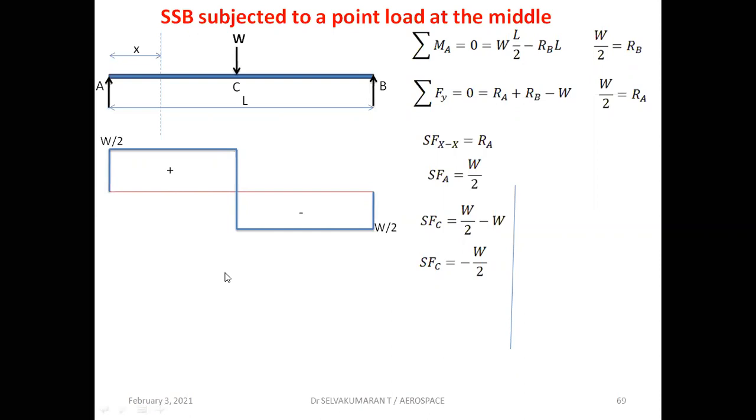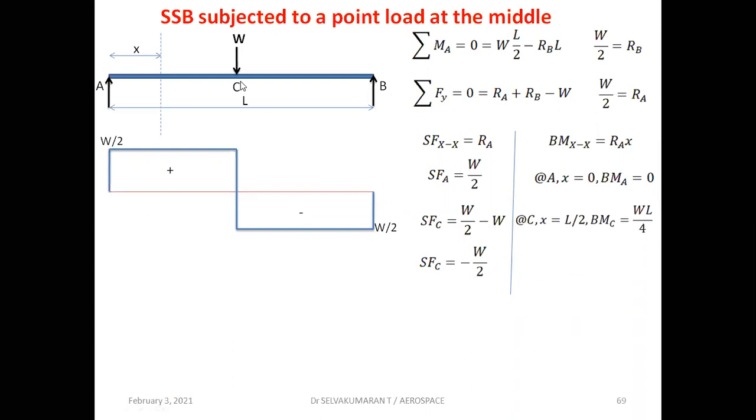Next, how to plot the bending moment diagram. I'm taking a section as it is. Force into distance is the moment. So RA into x from the left hand side, clockwise is positive, RA into x. At A, x is equal to 0. Substitute x equal to 0 here, you will get bending moment 0. That's why I told you in the important points, the bending moment is always 0 at the simply supported ends. So if you take this as a baseline, here the bending moment will be 0.